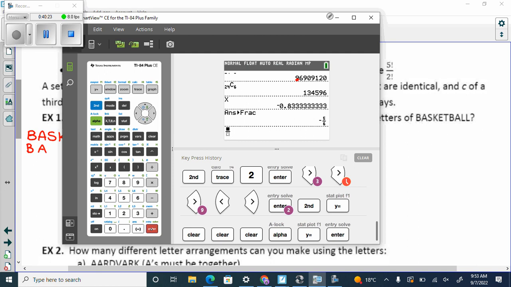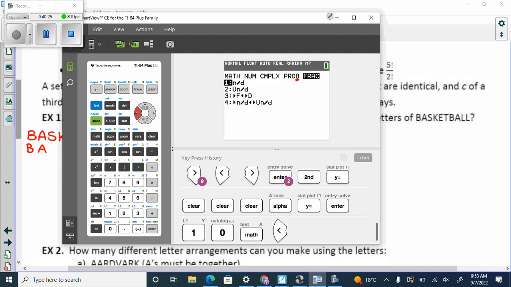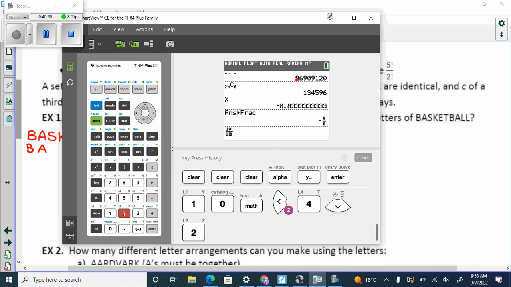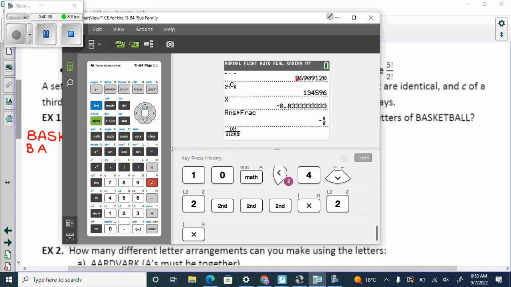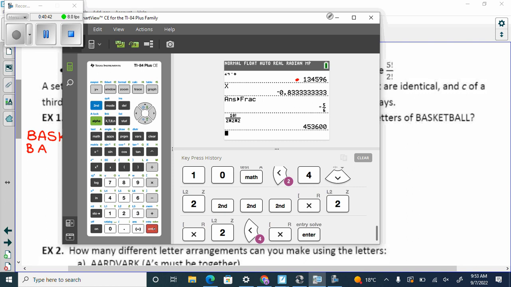Okay? But you do 10, math, factorial, and then over 2. So now, do I have to go 2 factorial though? I'm just going to go 2 times 2 times 2 because that's the same thing. Oops, I have a bracket in there. Then enter. Okay?